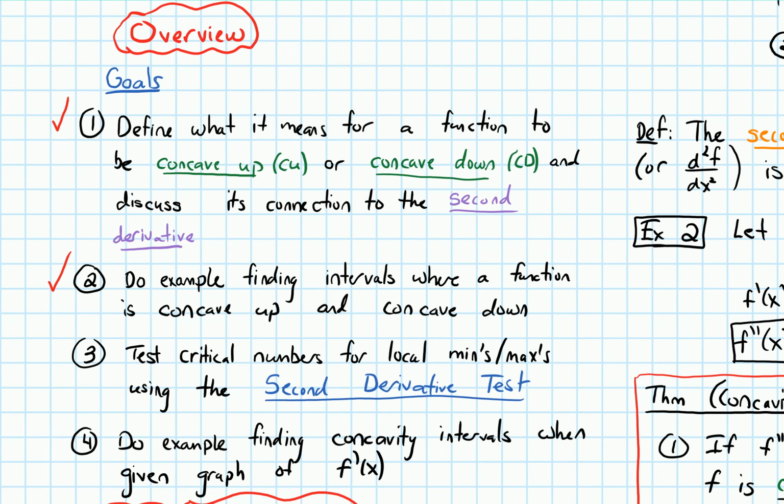All right, in terms of our goals for the section, we have finished goal 3. How to use the second derivative test to test whether critical numbers are local mins or local maxes. In the next video, we are going to do an example where we are given the graph of the derivative of a function and then use that to find where the original function is concave up and concave down.